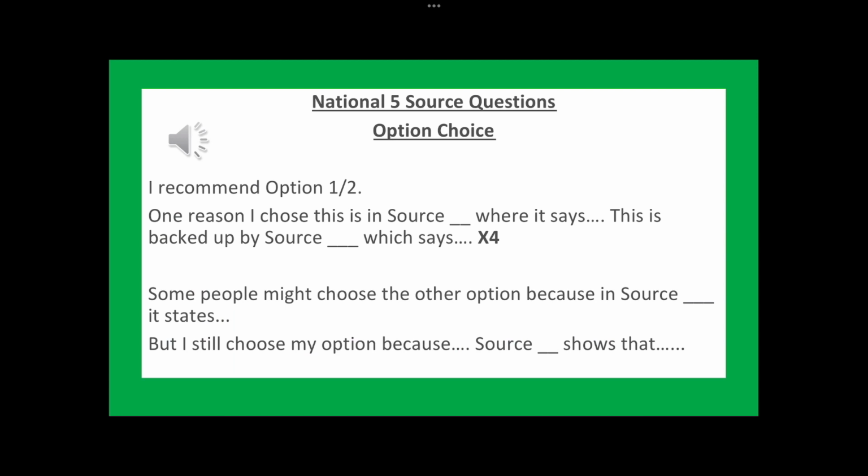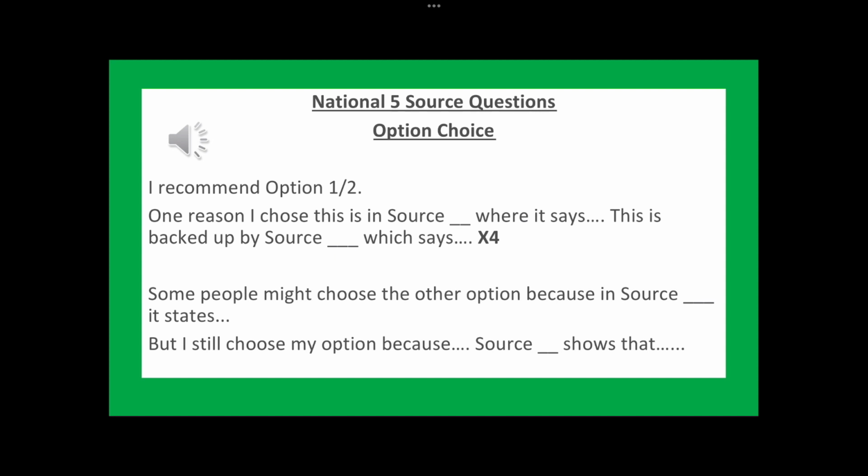So now that we've had a look at how the option choice question presents itself and some of the key components of it, we can have a look at how we might think about answering the question. So like I said, you're going to be asked to recommend either option 1 or option 2. So you must start the answer with the statement, I recommend either option 1 or option 2. After you've established what option you're going to be recommending, you then start to justify that, and you're going to do that over 4 different paragraphs, alright?